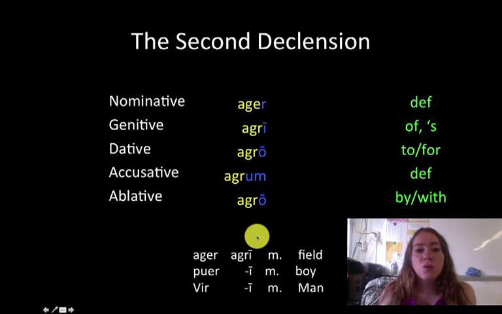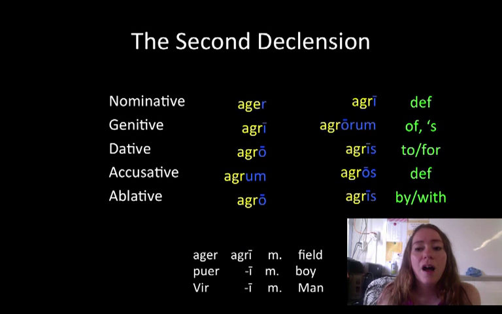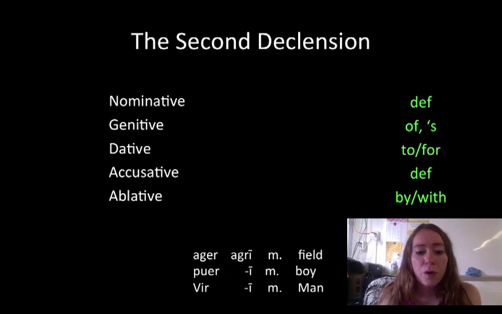So ager changes to agri, agro, agrum, agro. Plural: agri, agrorum, agris, agros, agris. With puer, we simply add the endings, and with vir, we add the endings also.